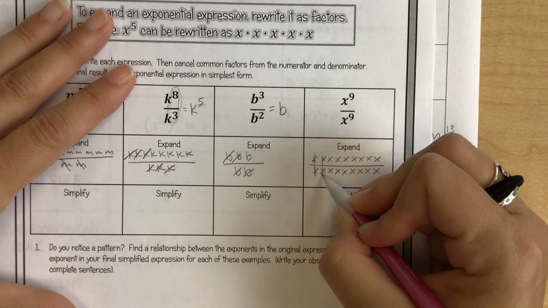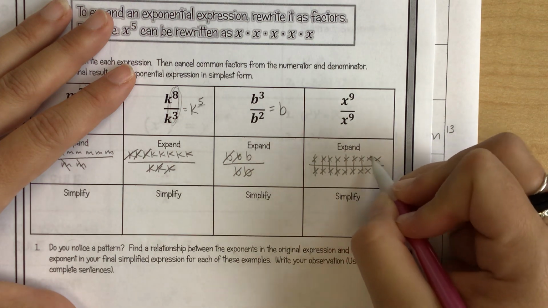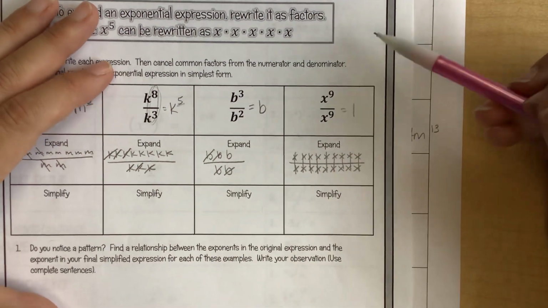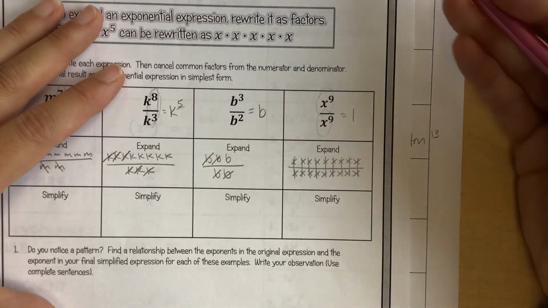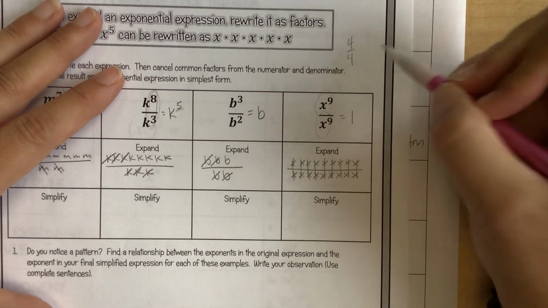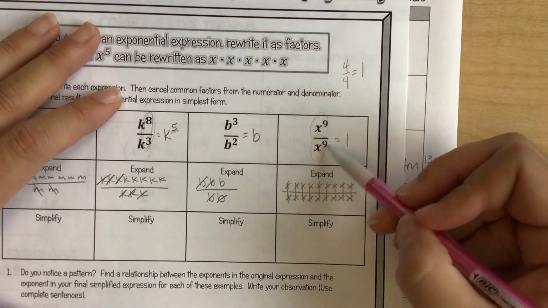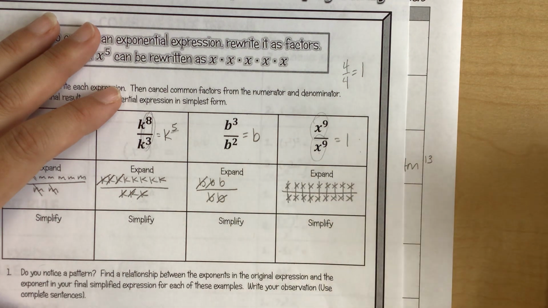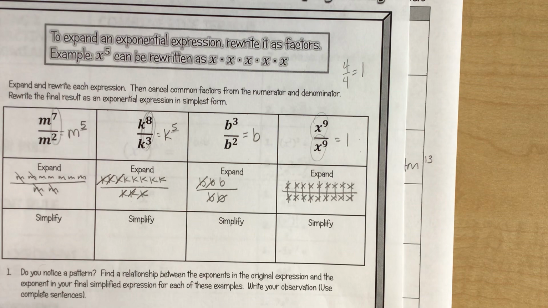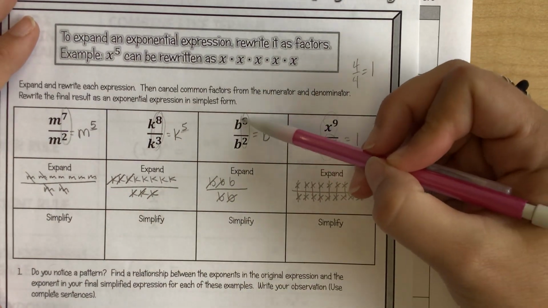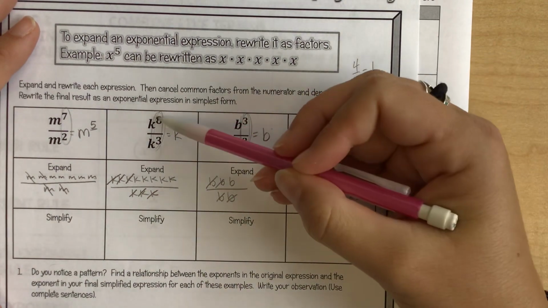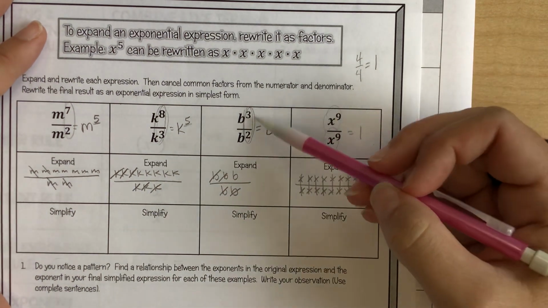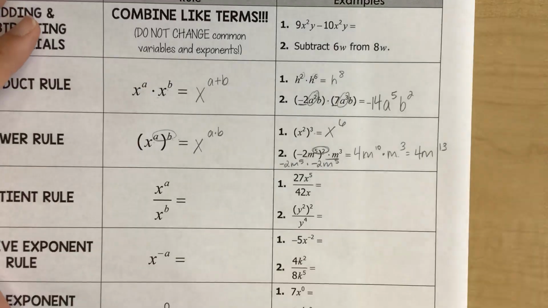So cancel, cancel. All of these cancel, right? So I'm left with 1, right? So we learned with fractions, if you have the same thing on top as on bottom, like 4 over 4, then that equals 1. Same thing with exponents. If you have the same on top as on the bottom, everything cancels out, so you're left with just 1. Okay? All right, so what was the rule? What are we doing here? What are we doing to these numbers to get our exponent? Hopefully you said subtracting, right? So with division, we're going to subtract.